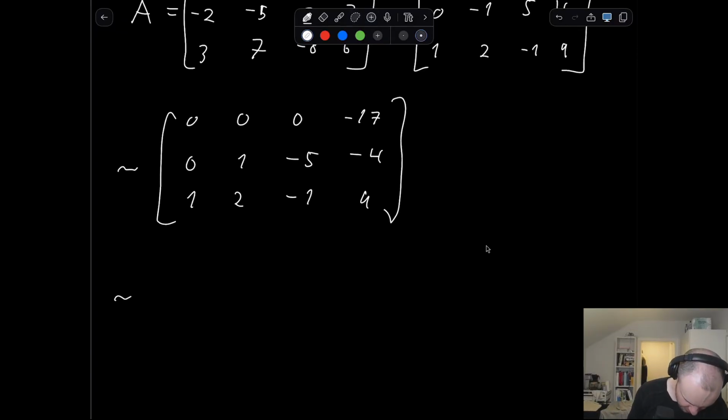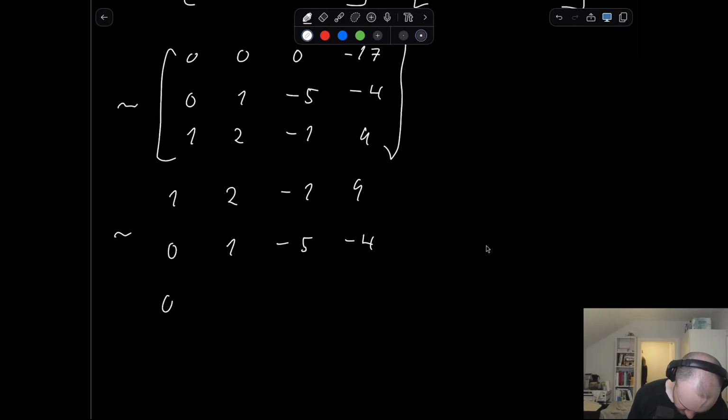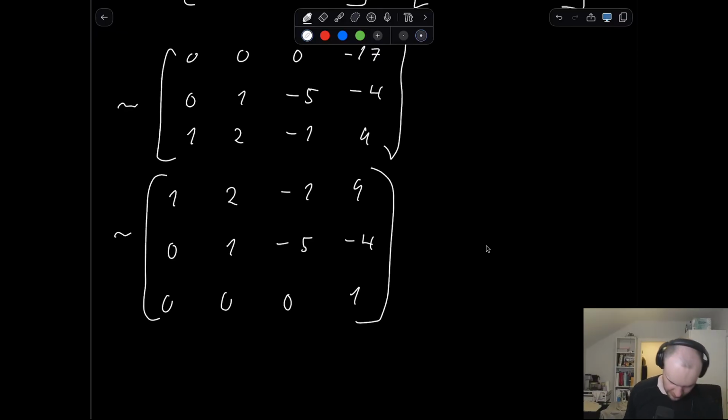I can do below. I move this guy up. 1, 2, minus 1, 9. Then I have 0, 1, minus 5. Then minus 4. 0, 0, and of course 17. There's no point, so just 1. Nice. Okay, now I can just use 1, and I can get rid of these guys. Nice. Finally.